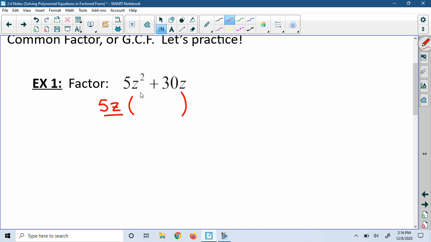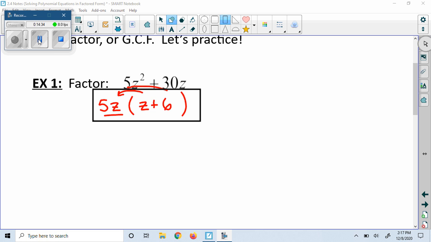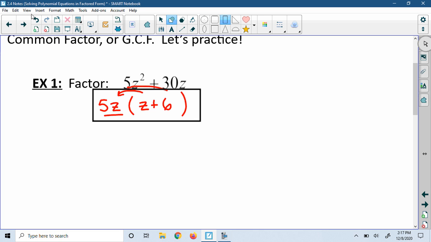And I'm going to do, like I said, the distributive property only in reverse. We're pulling that out from both of the terms. When I divide that out, all I'm going to have left is z plus 6. So I basically divided each of those original terms by the greatest common factor. That is now in factored form. So we have factored it, and you should be pretty proud of yourself because you just factored your first polynomial. You'll do many, many, many more this year. Okay, let's try a couple more.